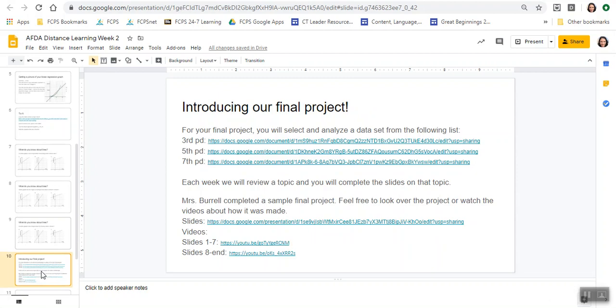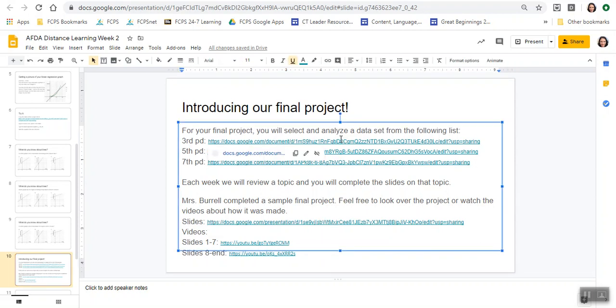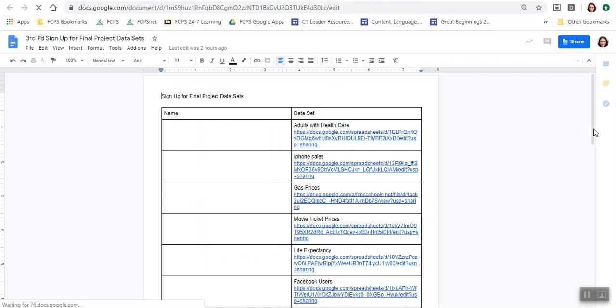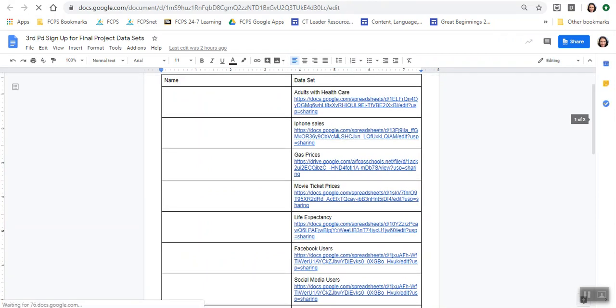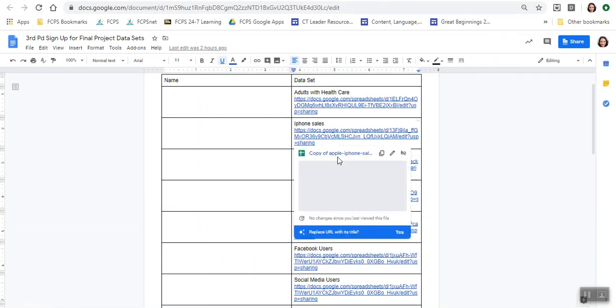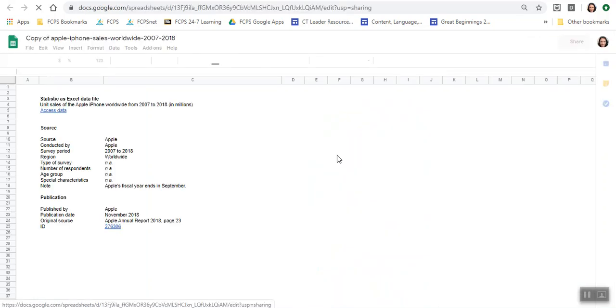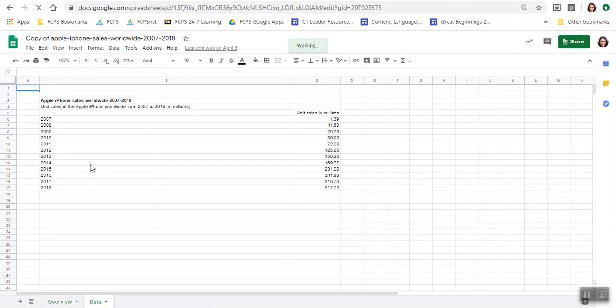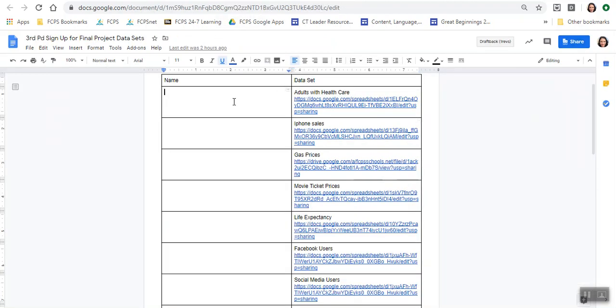All right. So we're going to talk a little bit about the final project. For the final project, you are going to choose a data set, and your data set should be different from everybody else's. Click on the link for your period, and you'll see that there are all of these data sets listed. For some of the data sets, for example, this one, you might need to go to the second page to actually see the data. So see, the data's not here, but if you go to the bottom here and you choose data, now you can see the data.